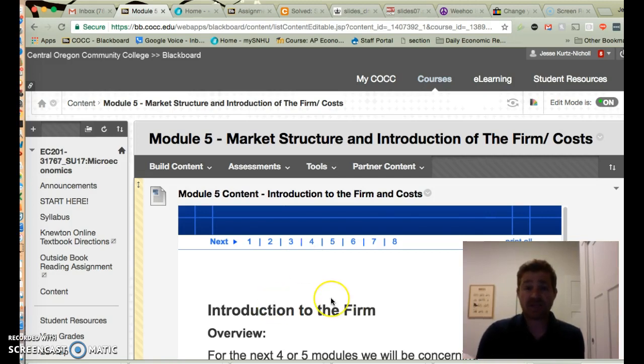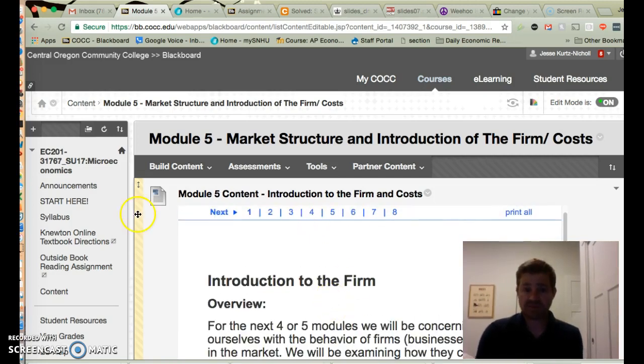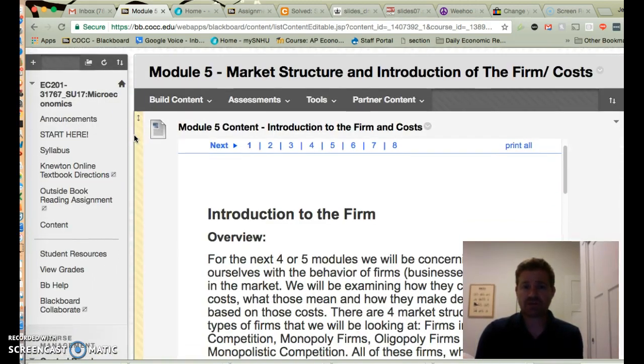And now we're really getting into the businesses. So we're moving to the other side of the equation, the supply side. And so that's why the first thing says introduction to the firm and costs. So this is a really big, crucial module in terms of understanding how businesses think about the world.